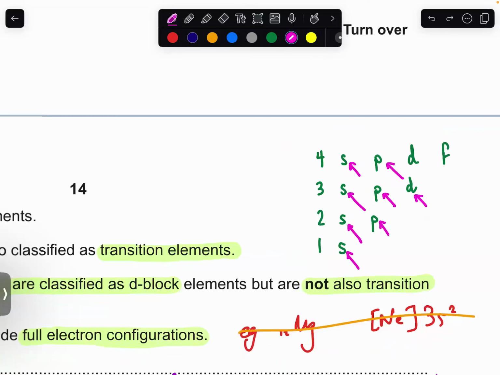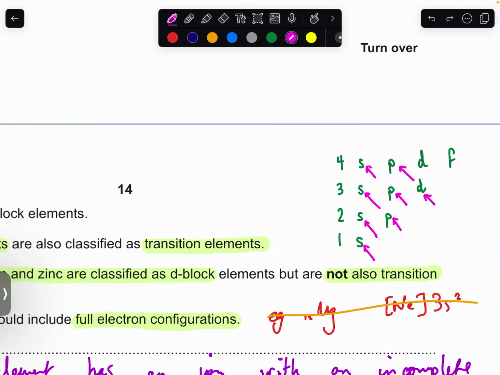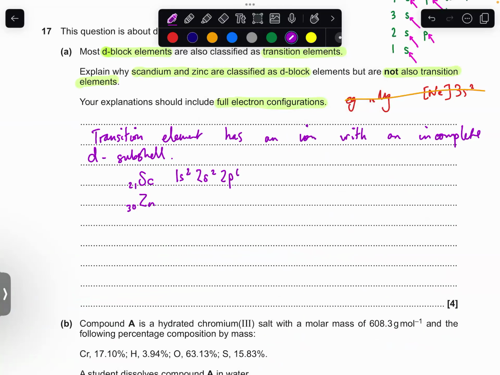Anyway, back to our question here. So scandium: 1s2, 2s2, 2p6, 3s2, 3p6. And then after 3p6, you fill in the 4s subshell, 4s2, and then you go back to the 3d subshell. In this instance, the subshell only has one electron. This is for the element scandium.